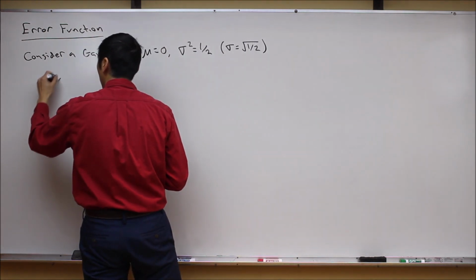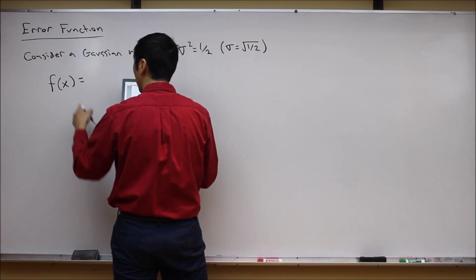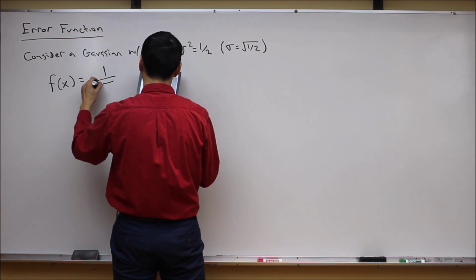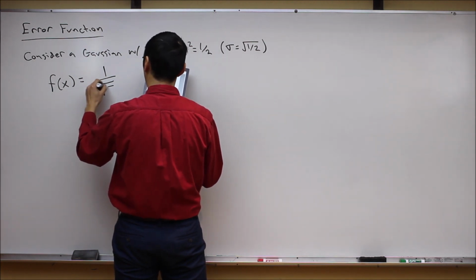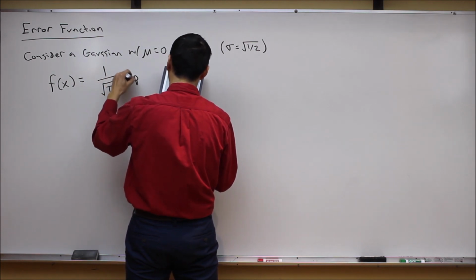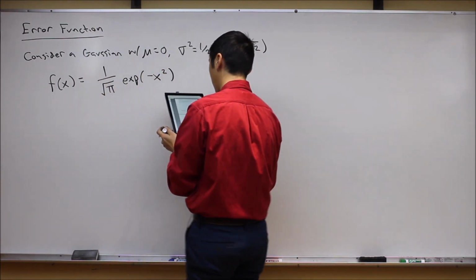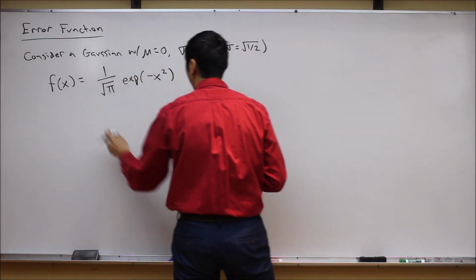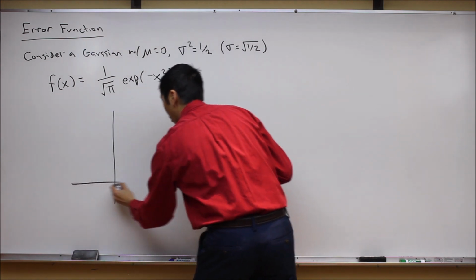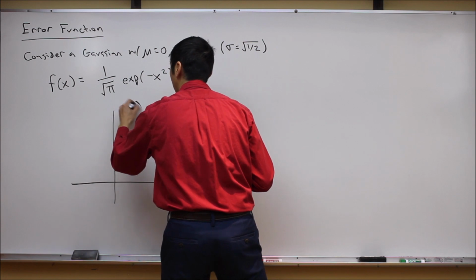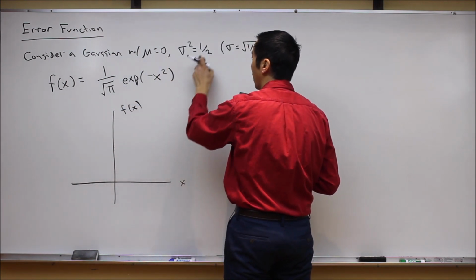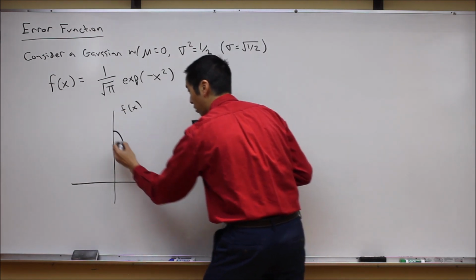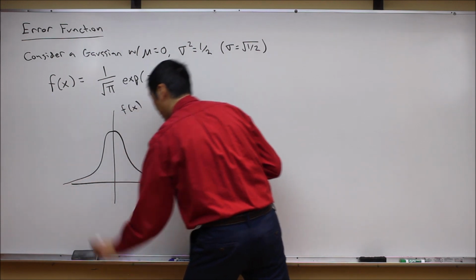In this situation, the Gaussian function just looks like 1 over square root of pi times e to the minus x squared. So that's what this Gaussian looks like. We know that we can plot this out. It's going to be centered around the mean 0, with a standard deviation of square root of 1/2. It's going to look something like this, and it's going to be symmetrical about that.